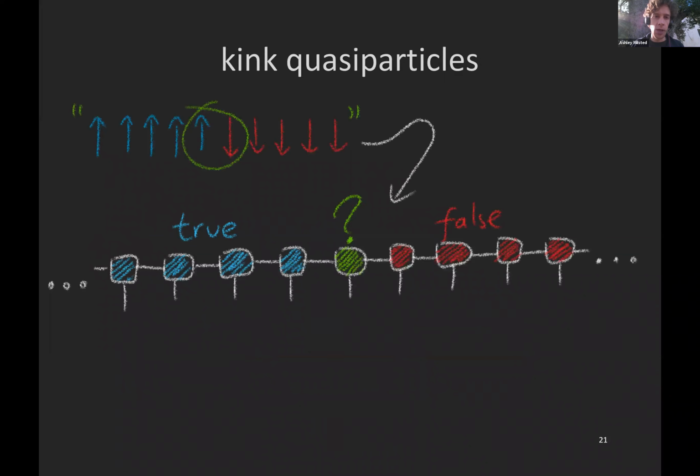Instead of doing this, we construct approximately kink quasiparticles of the system, so topological quasiparticles, by building matrix product states out of the true vacuum tensors and the false vacuum tensors, and including some tensor in the middle that parameterizes the domain wall-like kink between the true and the false vacuum. Now, this is not a new idea, by the way, creating these kinds of quasiparticle states.